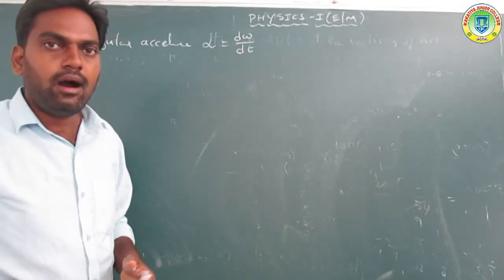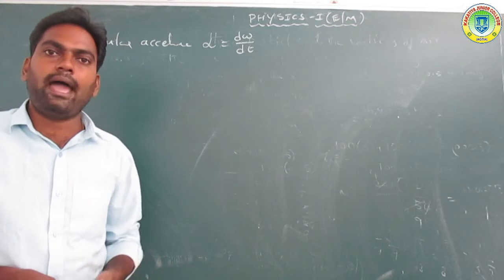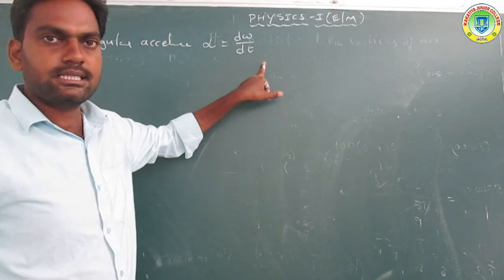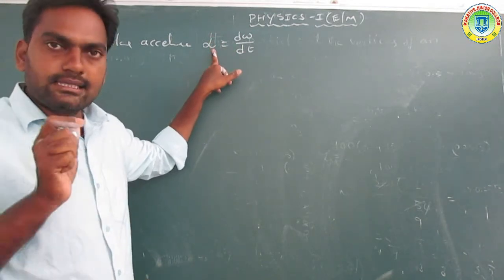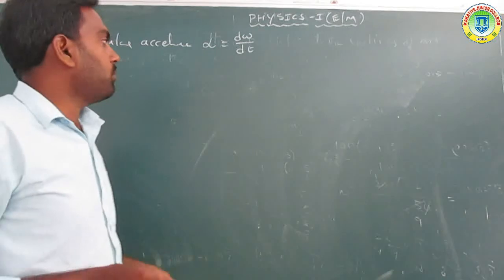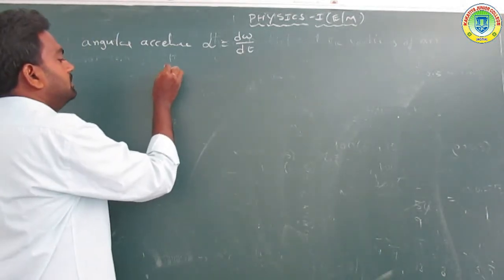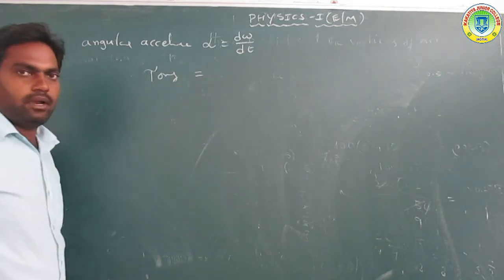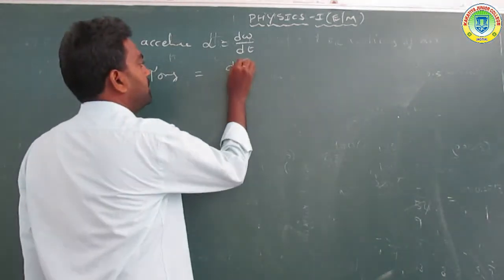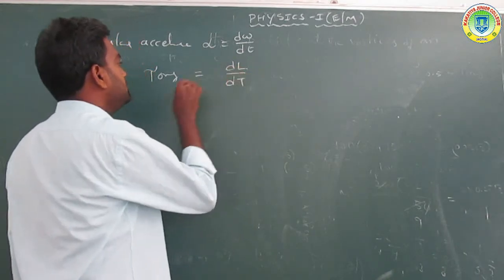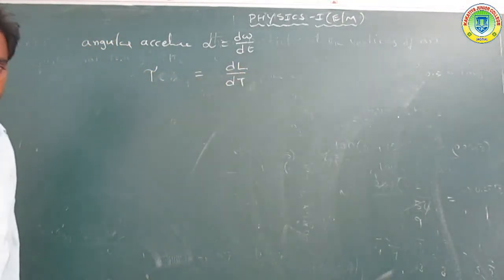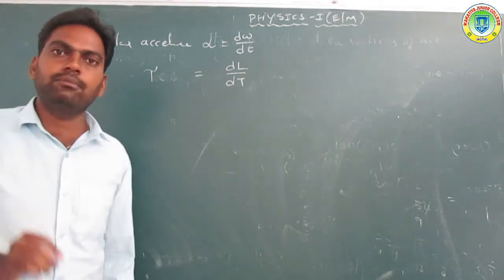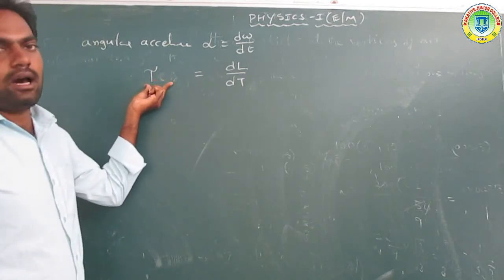What is omega? Already we know from your last class, it is angular velocity. The rate of change of the angular velocity is called angular acceleration. Then, what is the torque? The torque is the change of angular momentum, dL by dt. The rate of change of angular momentum is called torque.